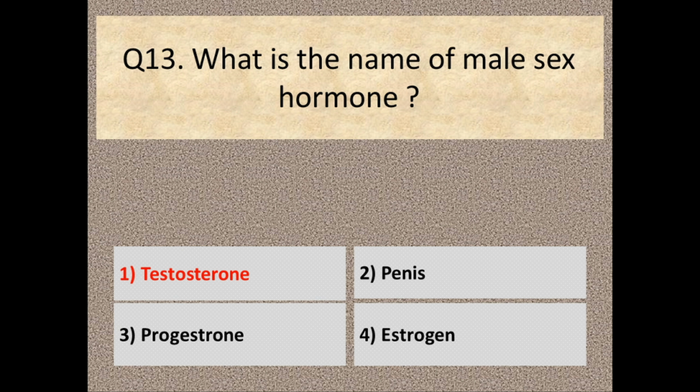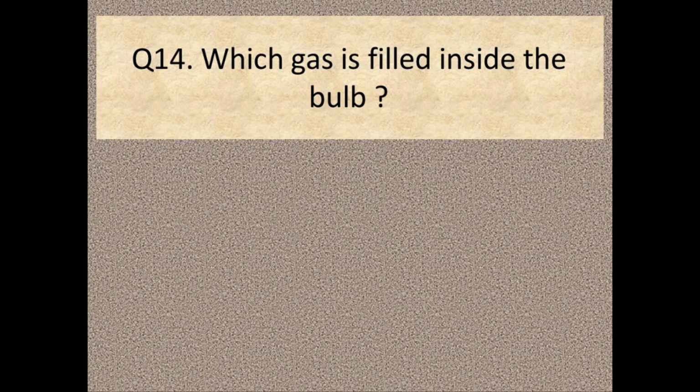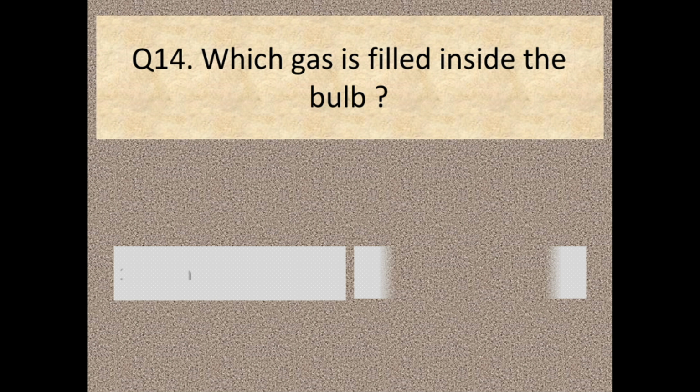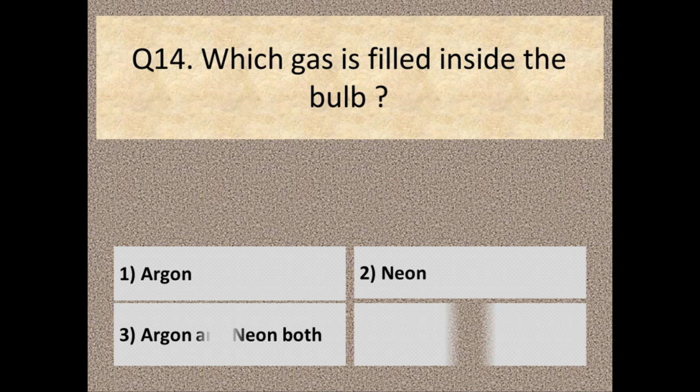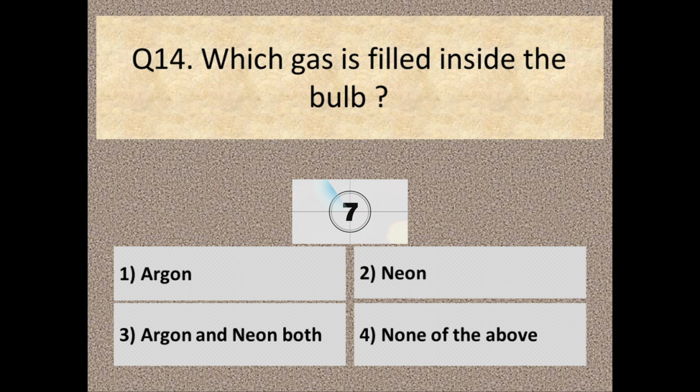Next question. Question 14. Which gas is filled inside the bulb? Here are your options. Option 1, argon. Option 2, neon. Option 3, argon and neon both. Or, Option 4, none of the above. The correct answer is, Option 3, argon and neon both.